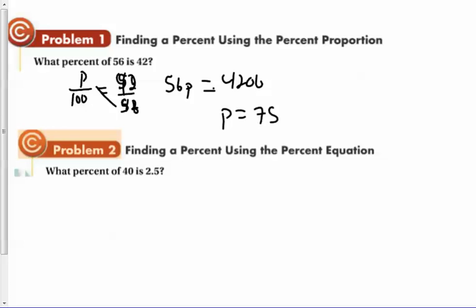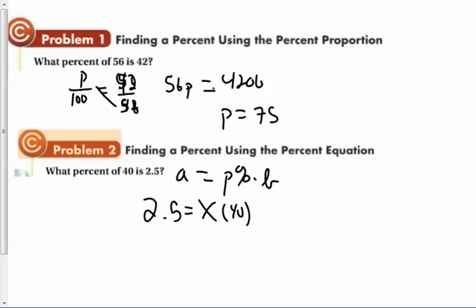Another example would be using the percent equation. So what percent of 40 is 2.5? So 2.5 is the amount. We're going to use the formula A equals P percent times B. In this case, A is the 2.5. So 2.5 equals, I don't know the percent, so I'm going to call that X, and B is the 40. So this is like 40X equals 2.5.